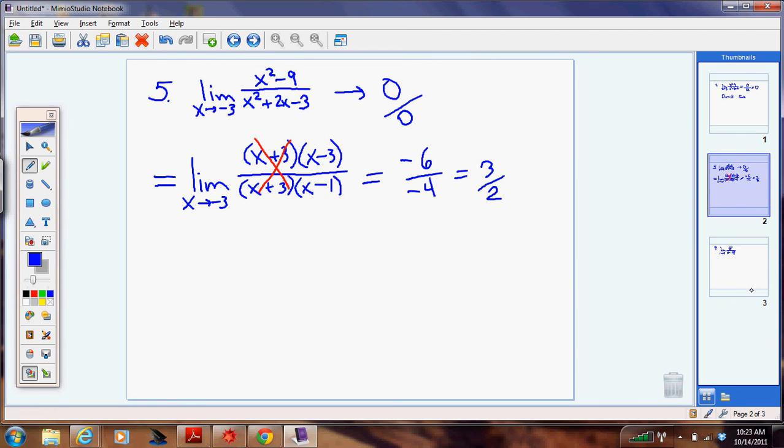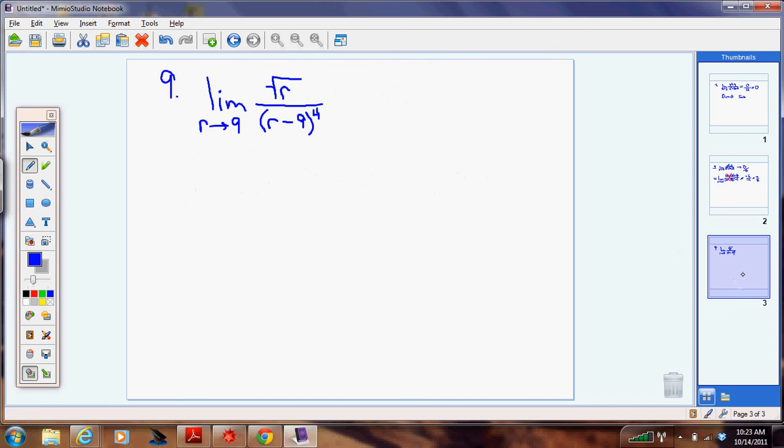One more example. Let's take a look at example number 9. This is the limit as r approaches 9 of the square root of r divided by the quantity r minus 9 to the 4th power. Again, if we look to directly substitute here, we do have a problem, but not the same problem we had in number 5. When I plug 9 into the numerator, we get the positive root of 9, which is 3.